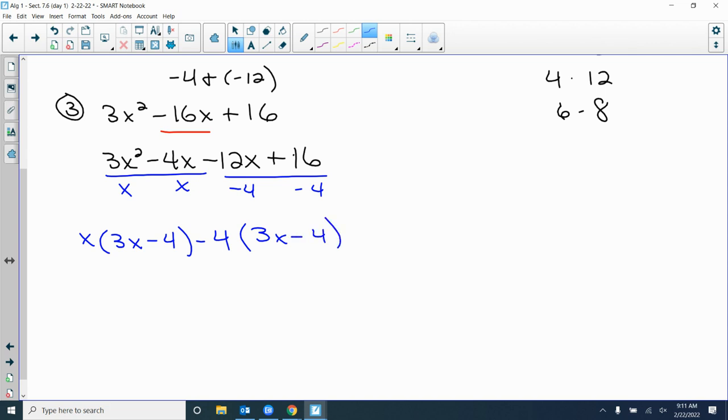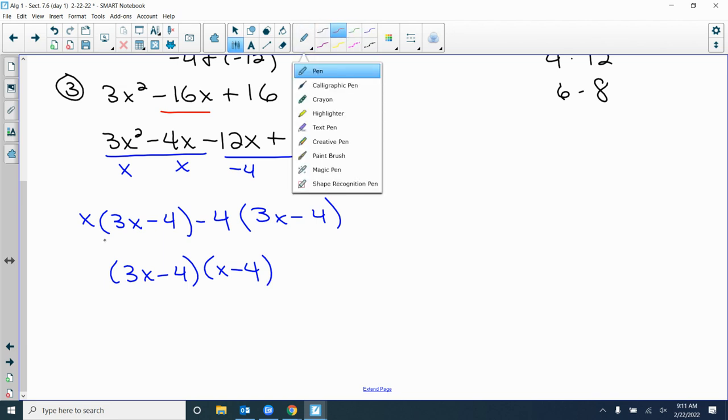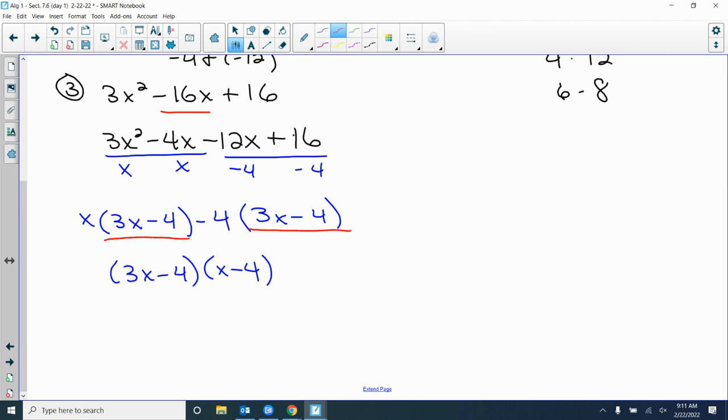All right, we're really close now. Reese, what do you think my answer would be? 3x minus 4. Okay, you take the group that they have in common. Very good. That goes out in front, and then whatever is part of it, x minus 4, goes in that second one.